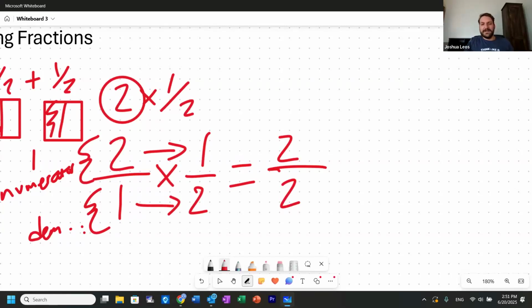And this one is nice and easy to simplify. 2 over 2, any number, any fraction where the numerator and the denominator are the same, you're just going to rewrite that as 1 whole, and that is our final answer.